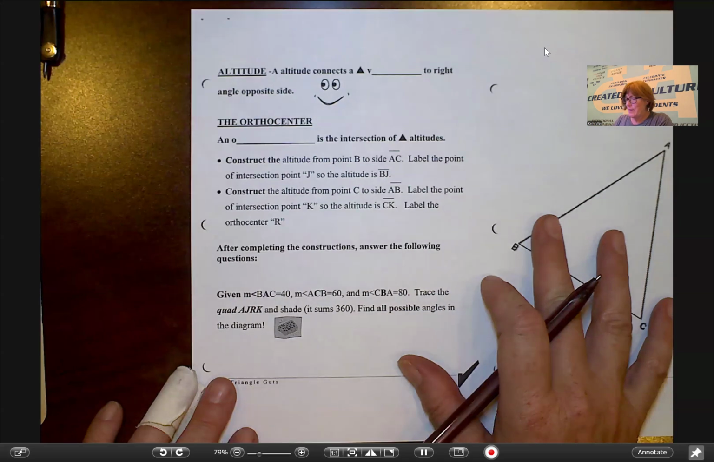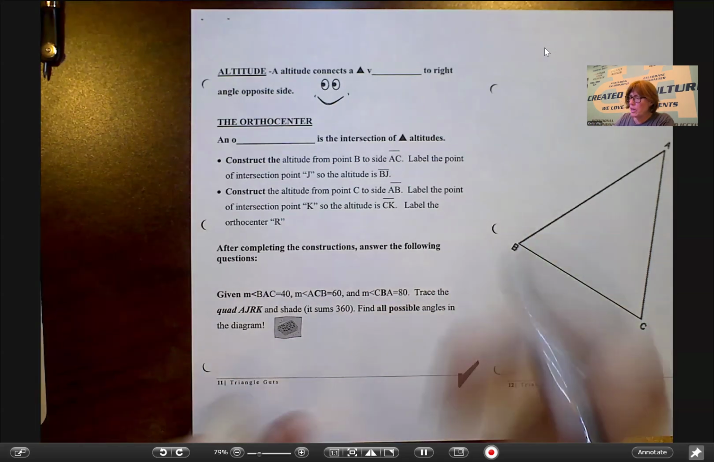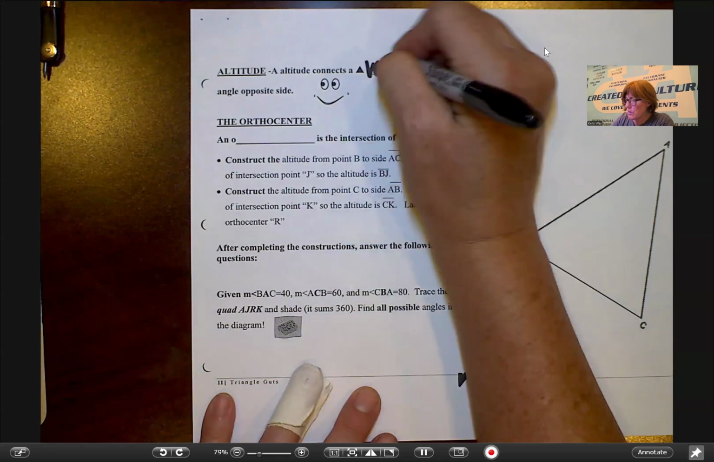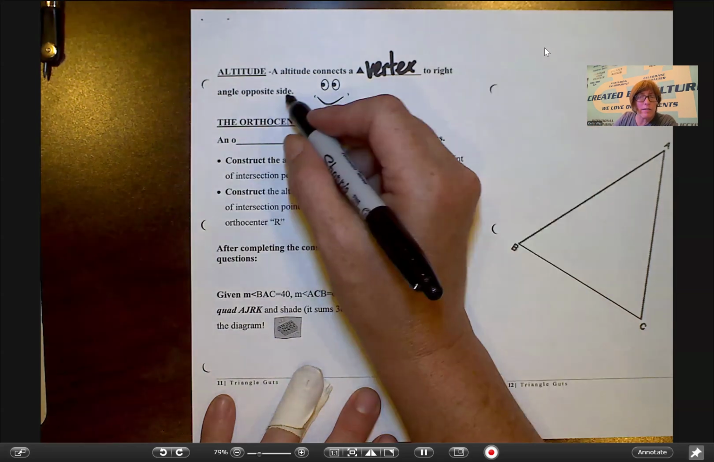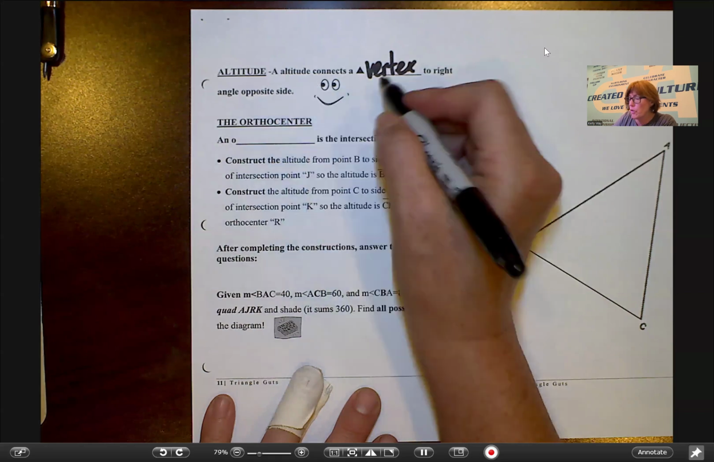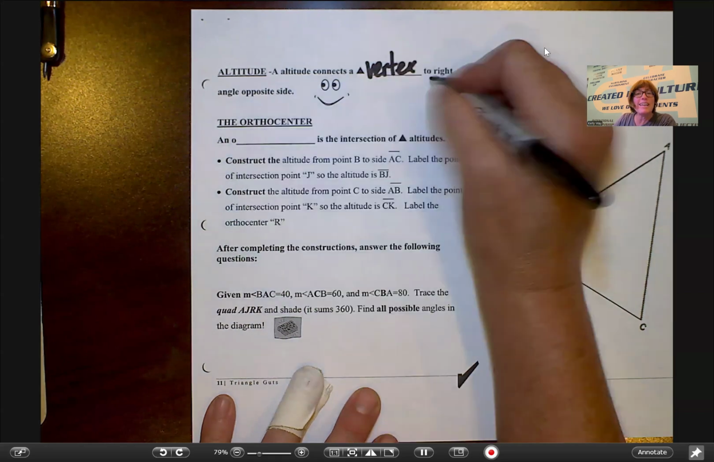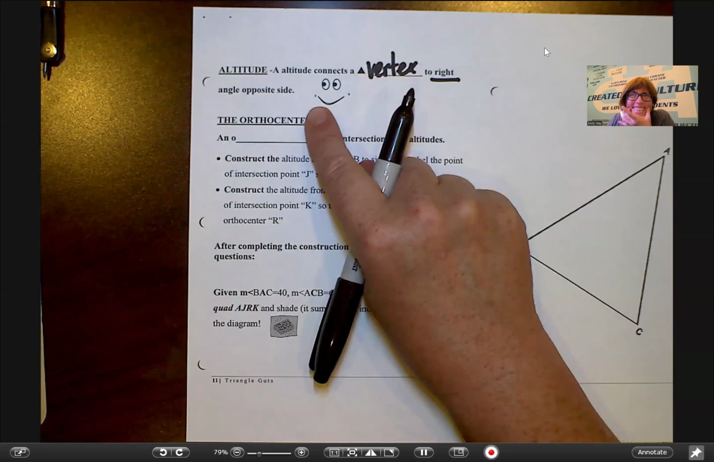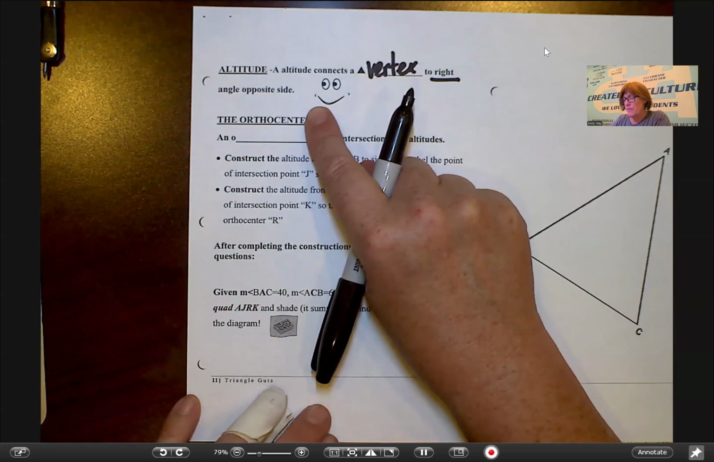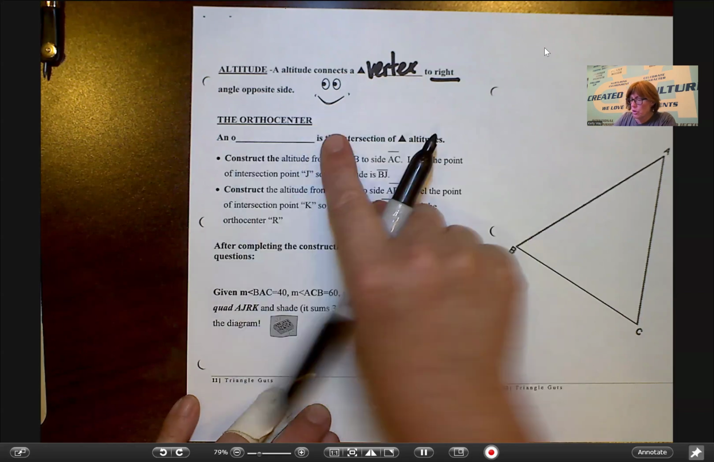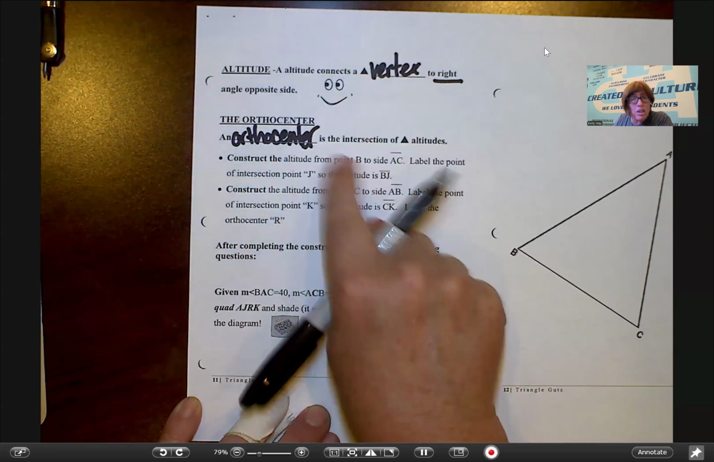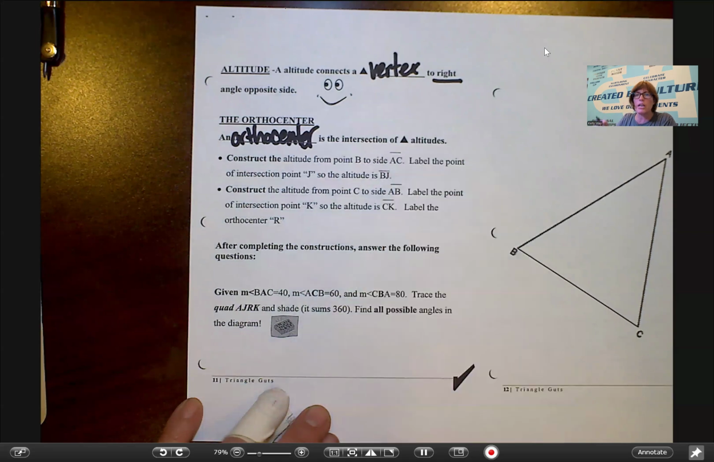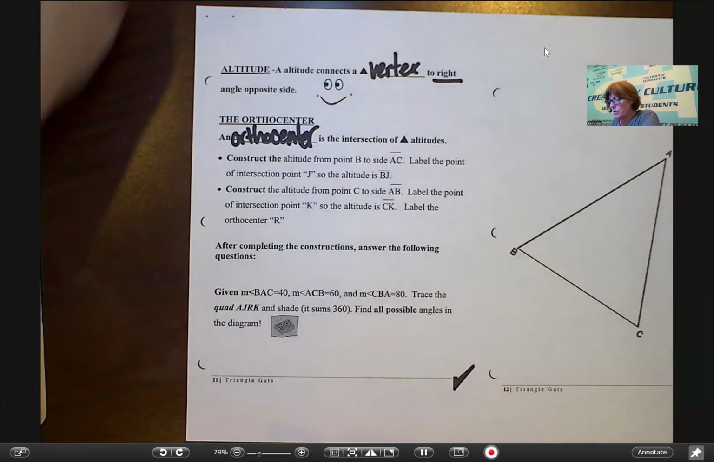All right, now we're doing an altitude. An altitude connects a triangle vertex to a right angle on the opposite side. A right angle on the opposite side. So vertex, right angle. It is also a smiley, dimple, dimple construction. The orthocenter is the intersection of triangle altitudes. So we're going to construct 2 altitudes.